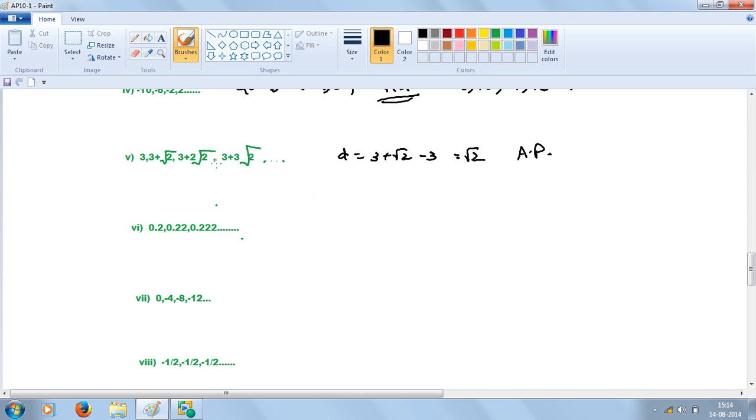So what are here: 3 plus 3 root 2. Next is 3 plus 4 root 2. If you know the common difference, we can write all other factors. Next is 3 plus 5 root 2. Next, 3 plus 6 root 2. Then 3 plus 7 root 2.